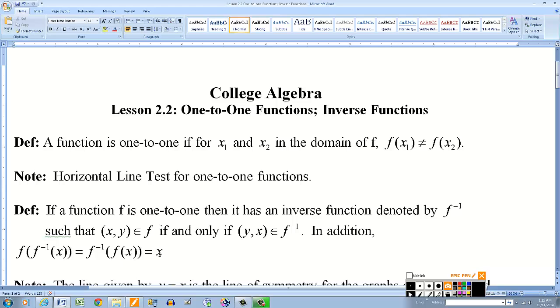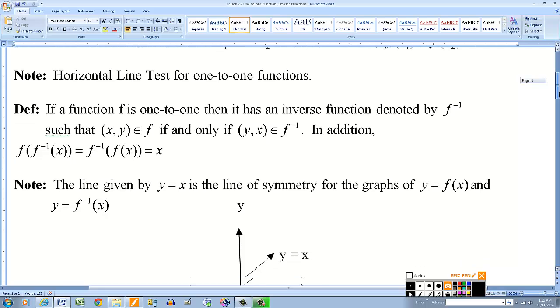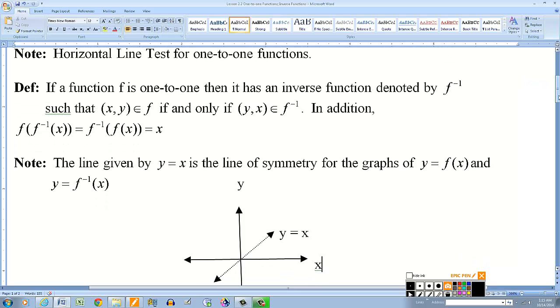You can look at the last video, 2.1, the last example that I did. I referenced that those two functions that I worked in that example were inverses of each other. So I did this calculation and I got x. You can look at that as an example. The other thing we need to know is that the line y equals x is the line of symmetry for the graphs of y equals f of x and y equals f inverse of x.